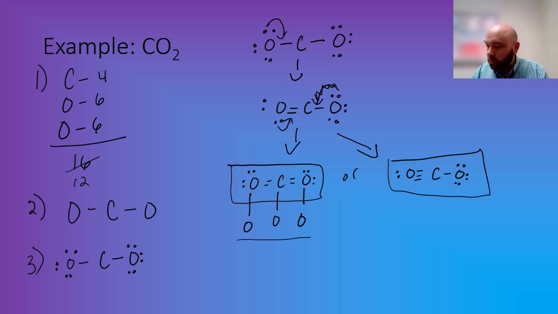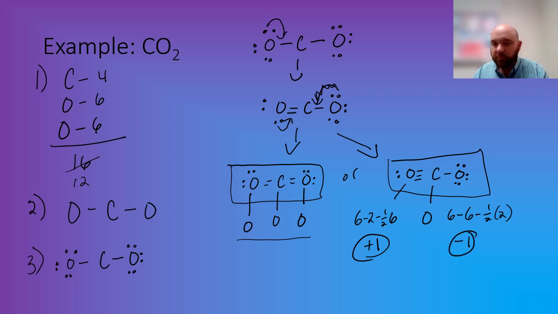If we calculate the formal charges on these atoms in our alternate structure, we would find that the carbon has a 0 formal charge. But then we would find that this oxygen has a 6 minus 2 minus 1/2 of 6, positive 1 formal charge. And this oxygen has a negative 1 formal charge.